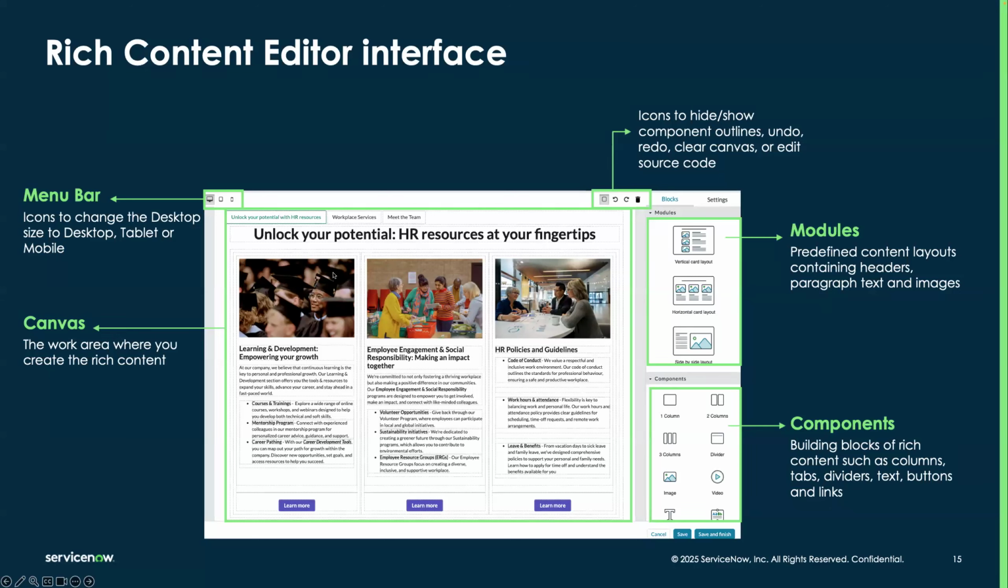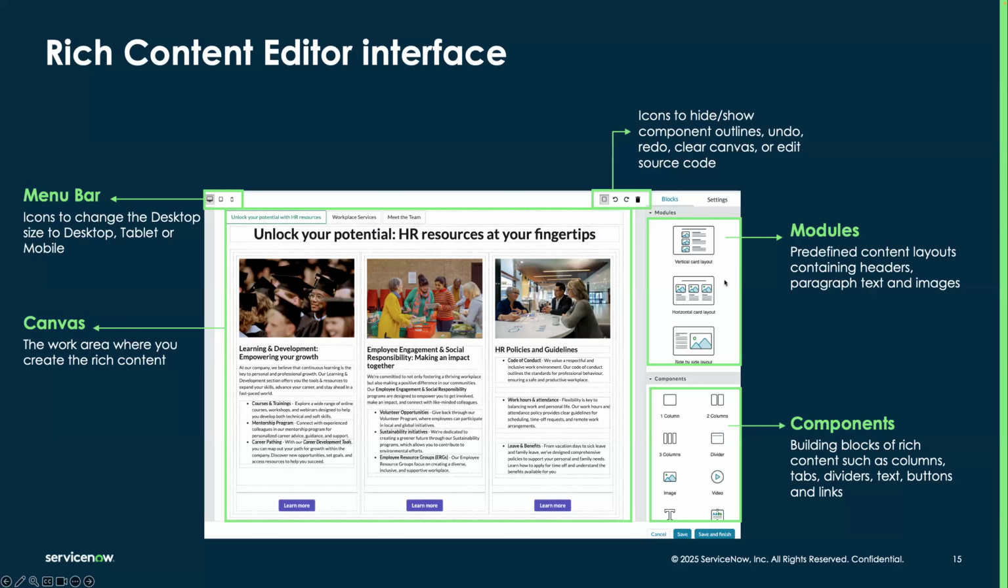You can preview how your content would look for different screen sizes. Then on the top right, we have icons to hide or show component outlines, to undo or redo, and to delete the entire canvas. One more icon that would typically be displayed here is edit source code. On the right-hand side, we have the modules.